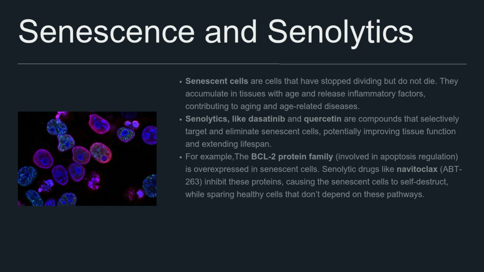Senolytics such as dasatinib and quercetin are compounds that selectively target and eliminate senescent cells, potentially improving tissue function and extending lifespan. For example, the BCL2 protein family, which plays a role in regulating apoptosis, is often overexpressed in senescent cells. Senolytic drugs like navitoclax inhibit these proteins, triggering the self-destruction of senescent cells while leaving healthy cells unaffected, as they do not rely on these pathways.